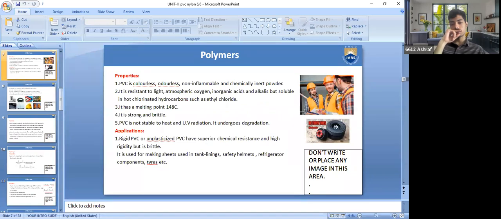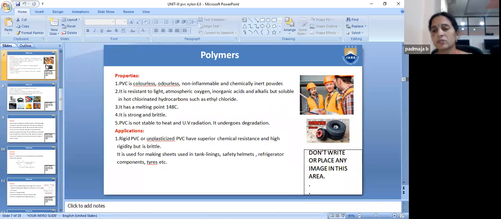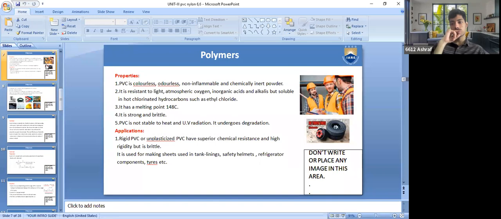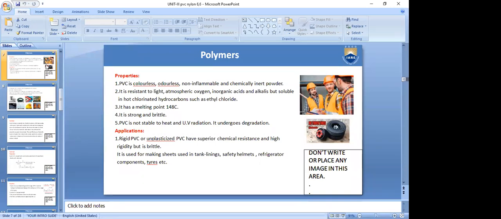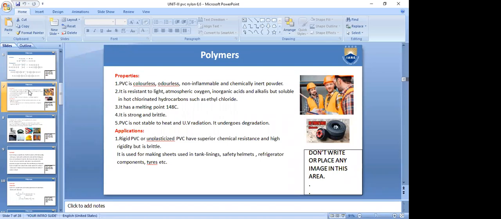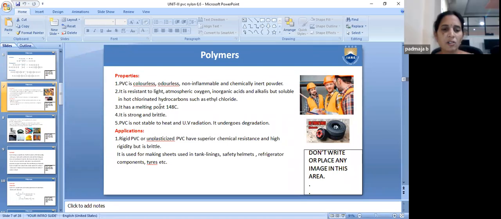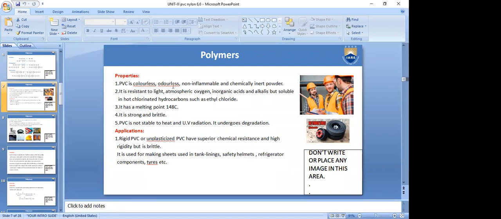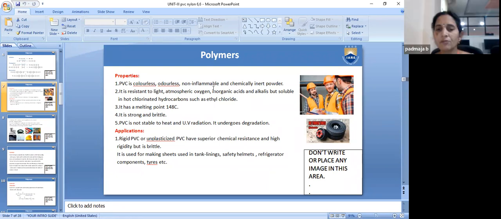Nylon 66? 264 degrees Celsius. Teflon? 350 degrees Celsius. Now these two points you got. PVC is a colorless, odorless, non-inflammable, chemically inert powder. You write the second point: it is resistant to light, O2, inorganic acids, and alkalis. So these are the properties of PVC.